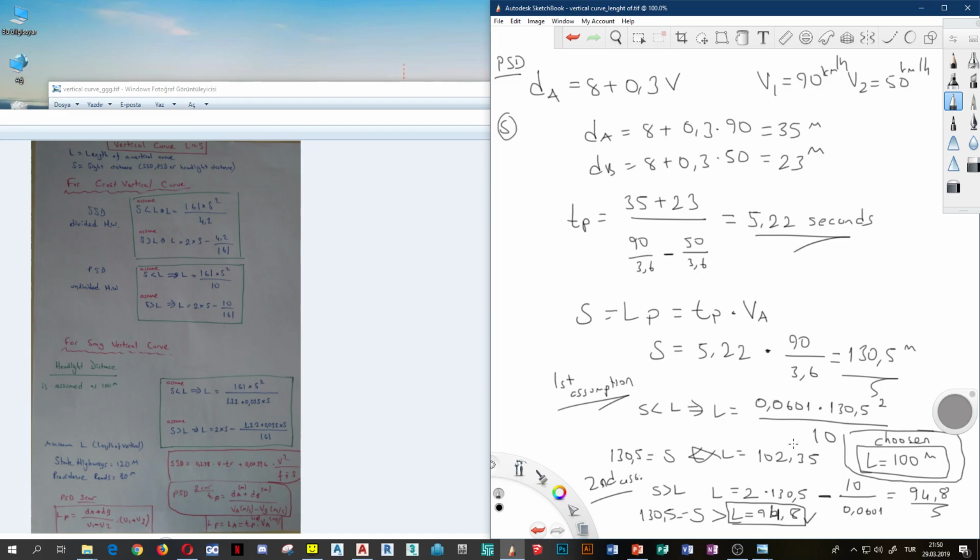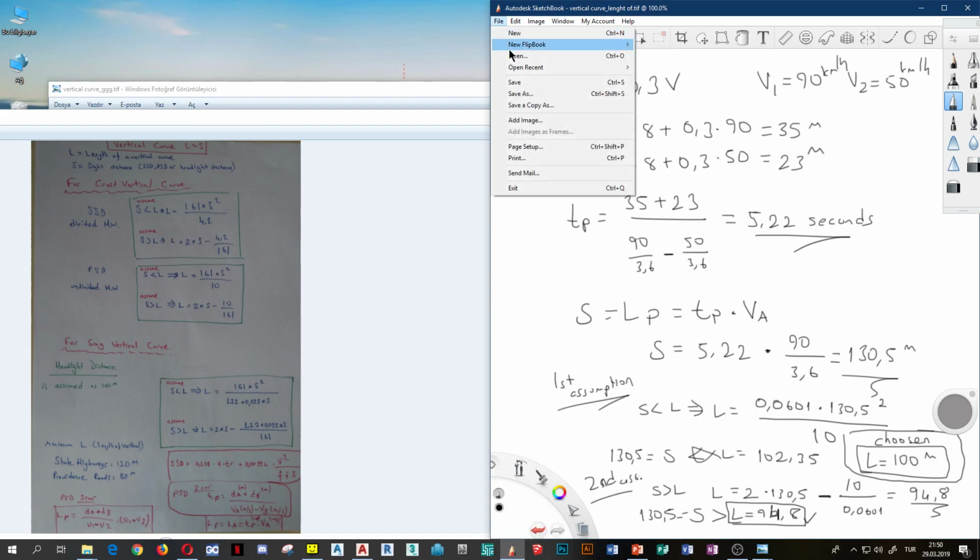And second condition, in Providence roads, our project is a Providence road. Minimum L value is 80 meters, and yes, okay, 100 is bigger than 80, of course. Yes, our L value is 100. And look at the file.